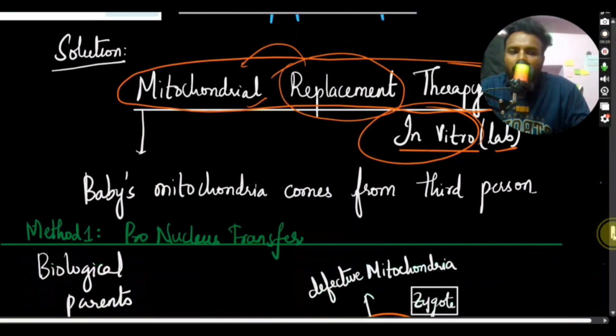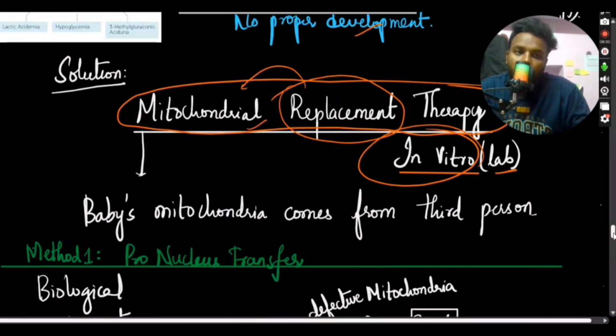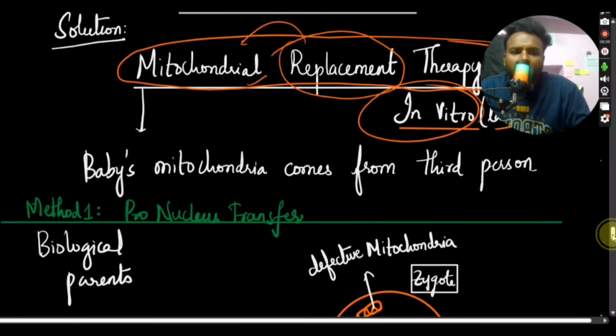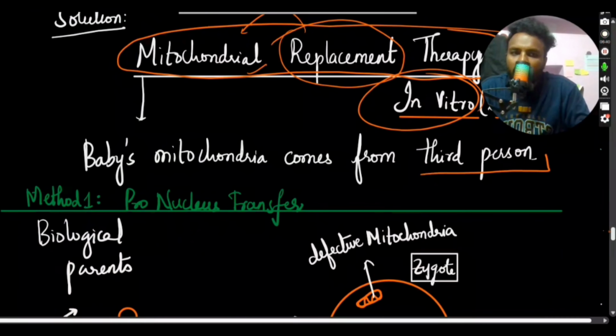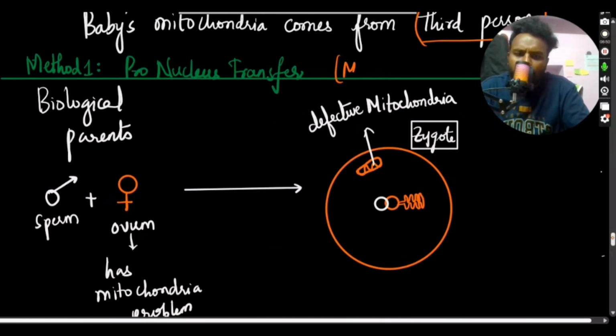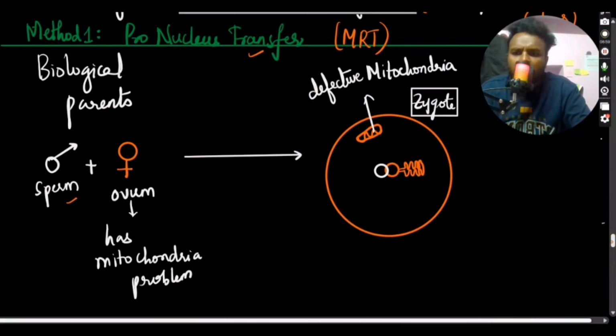The baby's mitochondria completely come from the mother, right? That's why we need to change the mitochondria which is present in the mother or in the zygote. So from where will we be taking the mitochondria? We'll be taking mitochondria from a third person called a donor. If a donor has healthy mitochondria, we can get it from them. So the first method of mitochondrial replacement therapy is pronuclear transfer, right? We will be having biological parents, so father and mother.